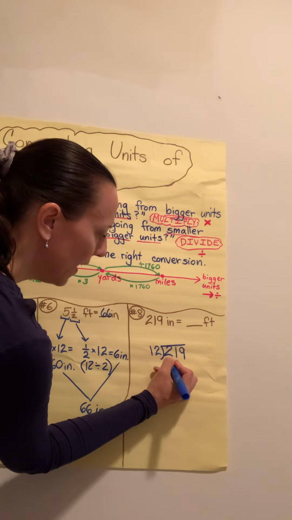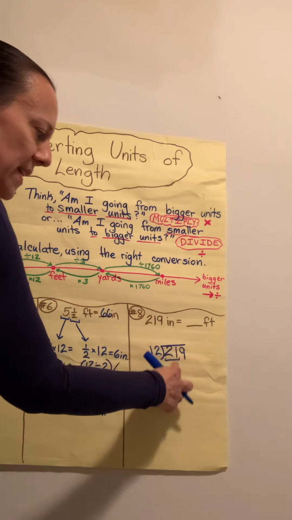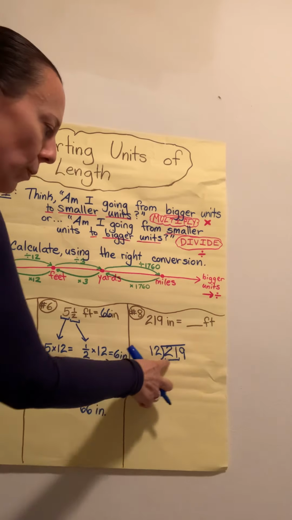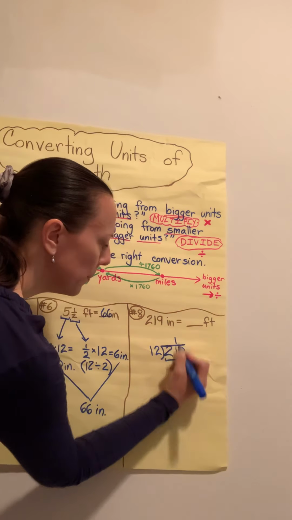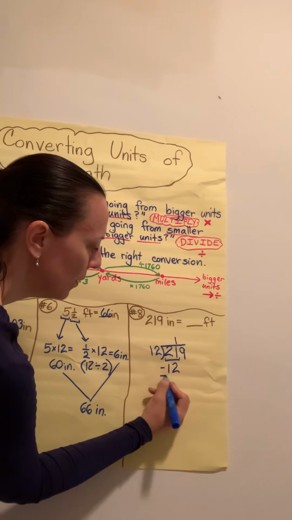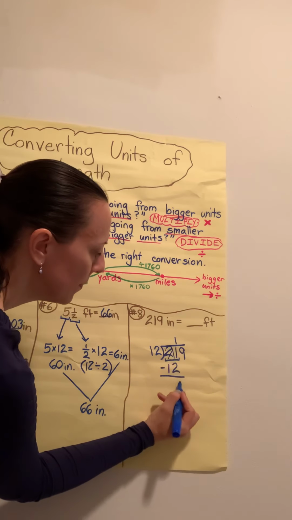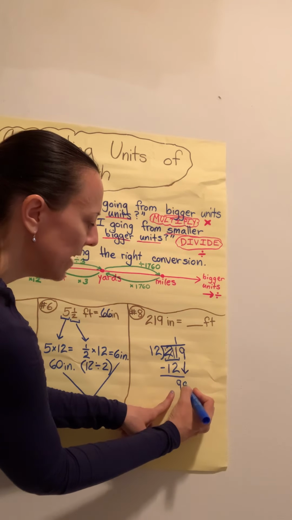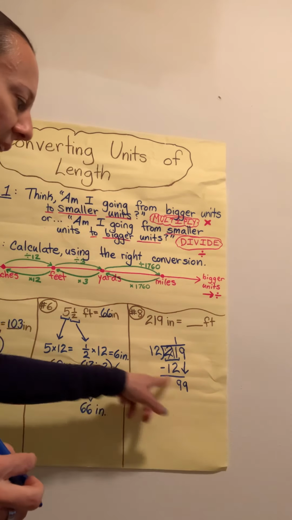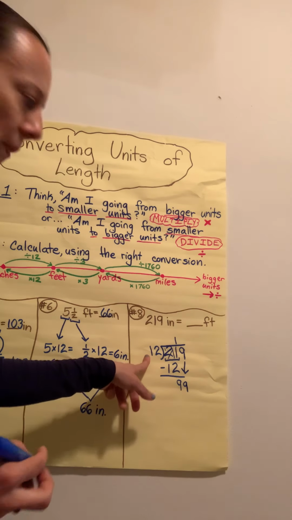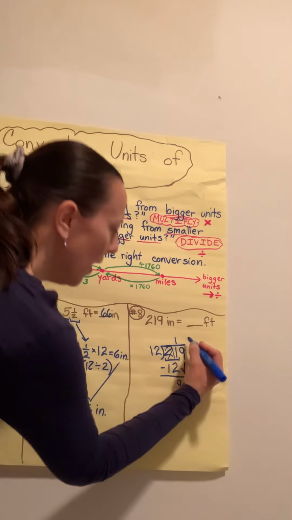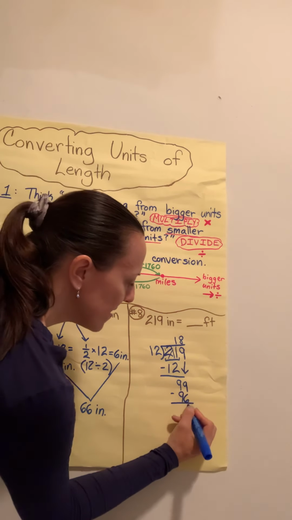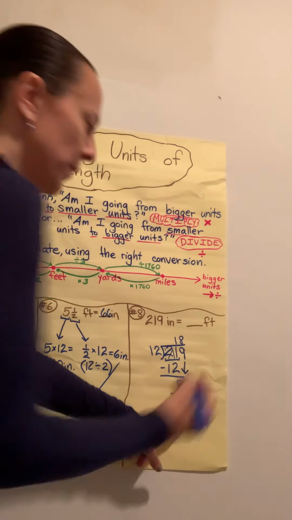I can't do 2 divided by 12, obviously, so I'm going to start in the tens place. 21 divided by 12. 12 can go into 21 just one time. Using my long division algorithm, I can see that I still have 9 left over. When I bring down the 9 ones, now I'm doing 99 divided by 12. 99 divided by 12, the closest I can get is 8. 8 times 12 is 96. Now I have a remainder of 3.